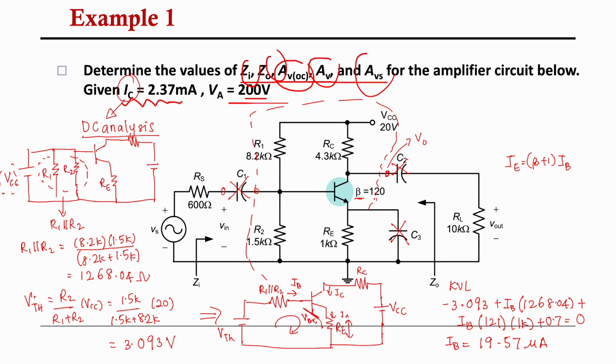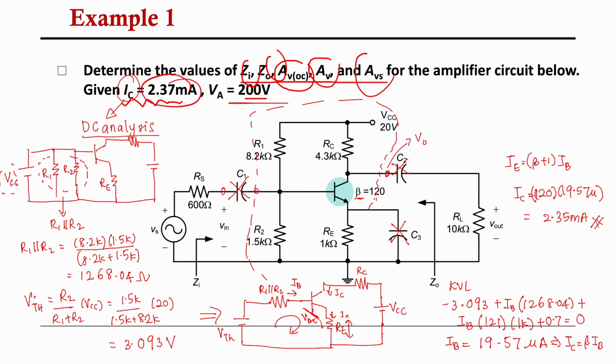Okay, so once you have your IB, you can determine the value of IC, because IC is equal to beta times IB. So you will get your IC is equal to 120 multiplied by 19.57 micro, so you will get 2.35 milliampere. So this is the value of IB and IC, if it is not provided.